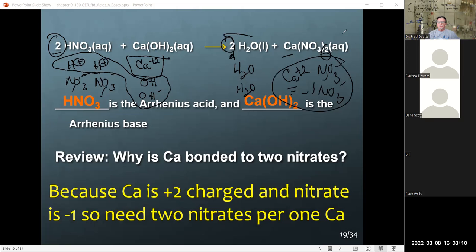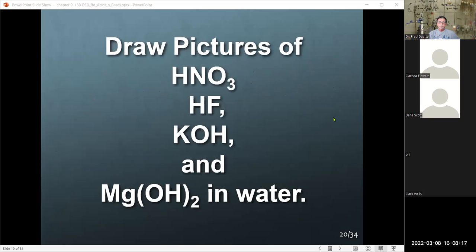All right, so here we're going to draw pictures of nitric acid, hydrofluoric acid, calcium hydroxide, and magnesium hydroxide. Before we can draw pictures, we have to define them. Are they strong or weak? Based on what we talked about, this one's a strong acid, and this one is a weak acid. We demonstrated that's a weak acid.